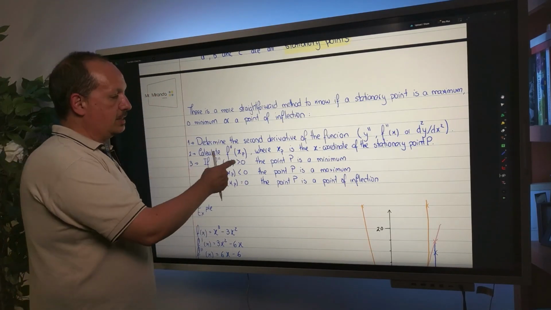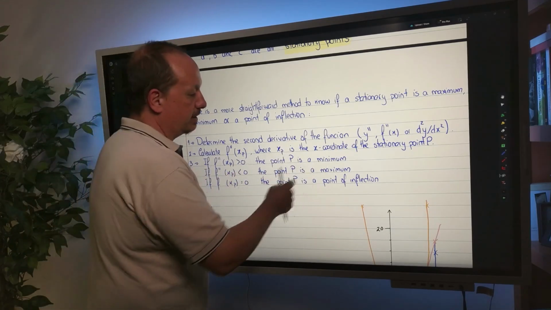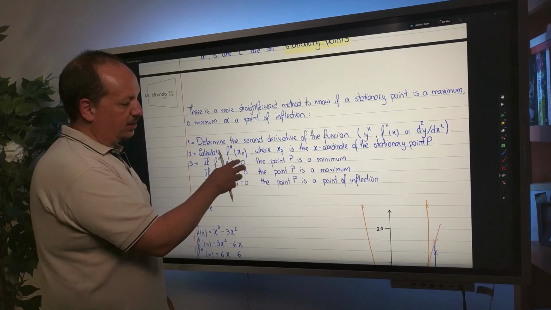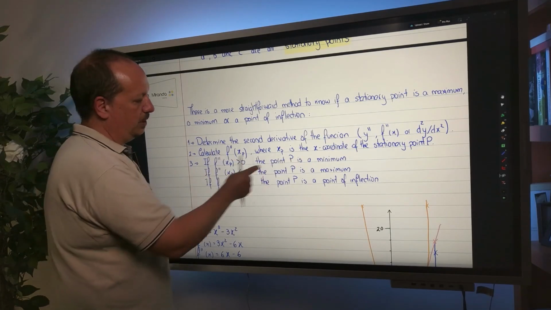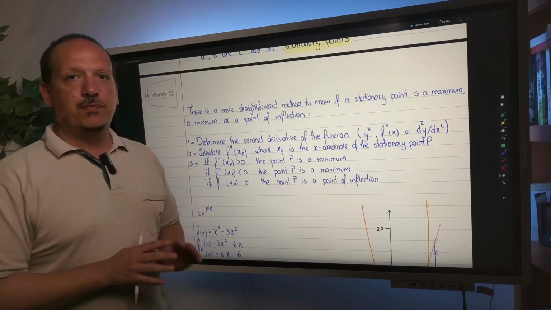If that number is positive, then the stationary point is a minimum. If it is negative, the stationary point is a maximum. Look here, this is counterintuitive, okay? Positive is minimum, negative is maximum. If it is 0, it's just a point of inflection, all right?